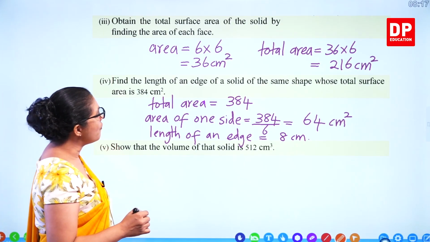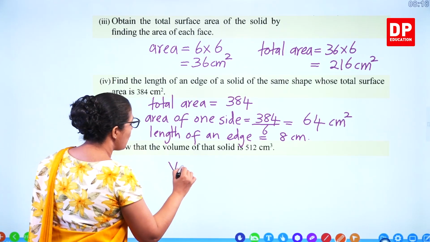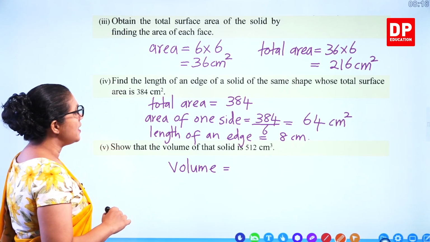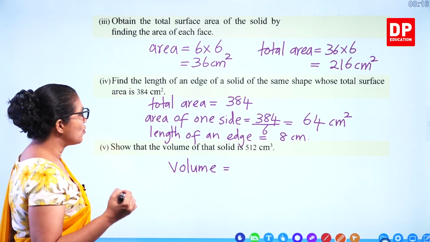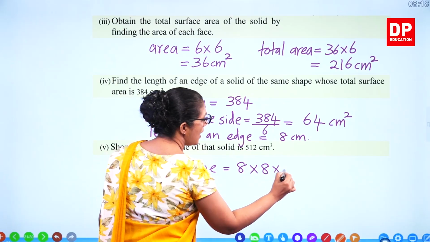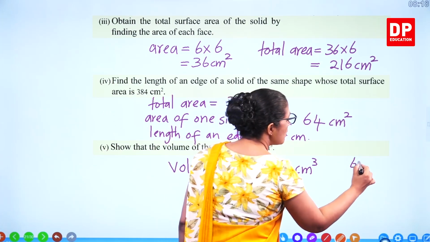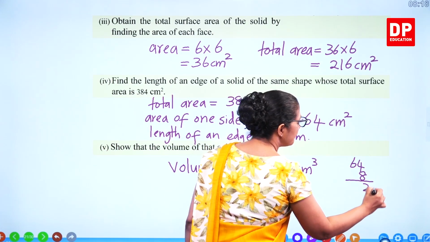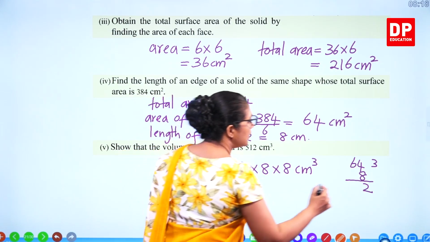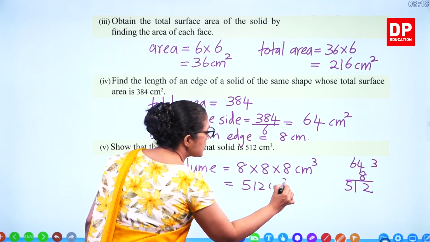Show that the volume of that solid is 512 cubic centimeters. So what's the volume? Volume is length into length into length. So you can say 8 into 8 into 8 cubic centimeters. 8 into 8, 64. 64 times 8, 32. And 8 times 6, 48 plus 3, 51. So 512 cubic centimeters.